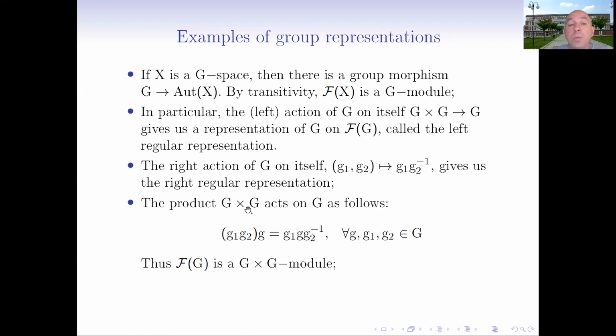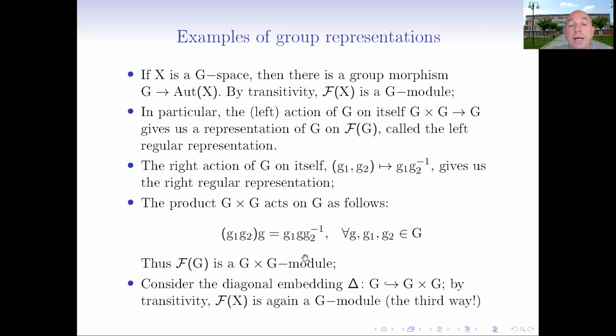Now there's another one. So the product G cross G acts on G as follows. This is the combination of the first and the second. The first copy of G is acting on G by the left multiplication, and the second copy by the inverse of the right multiplication. And this gives an action of G cross G on G, which implies that functions on G is a G cross G module.